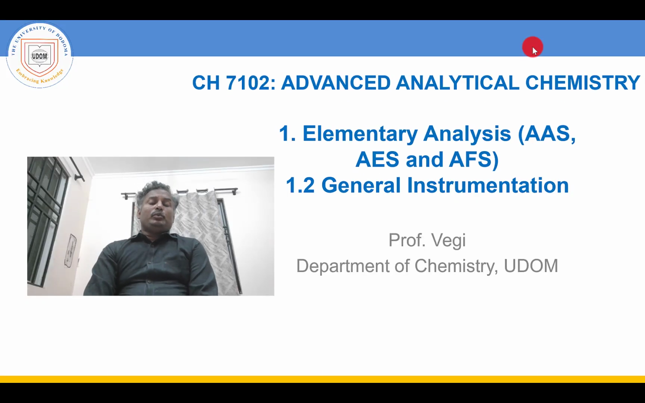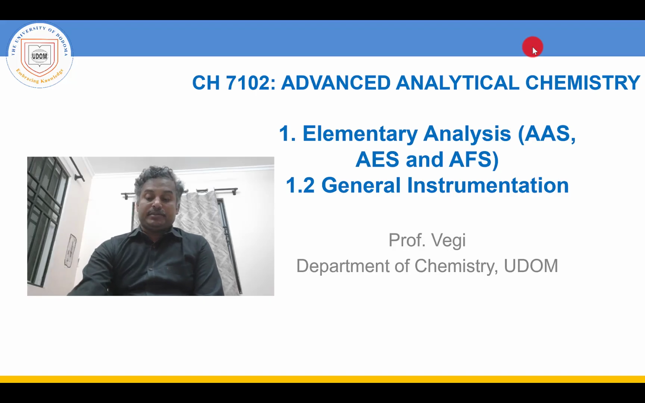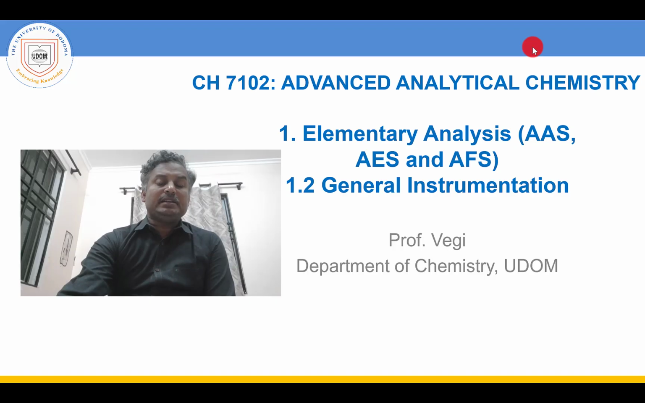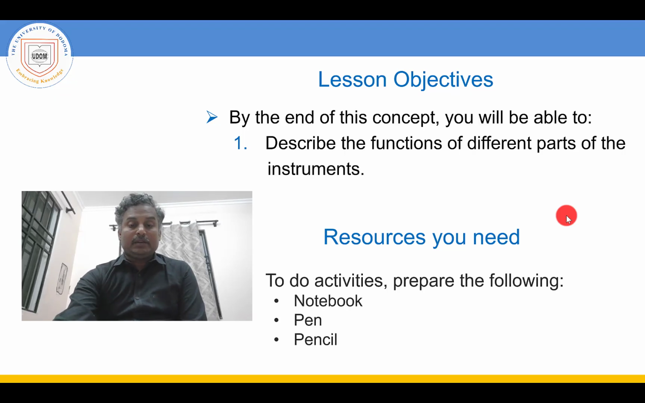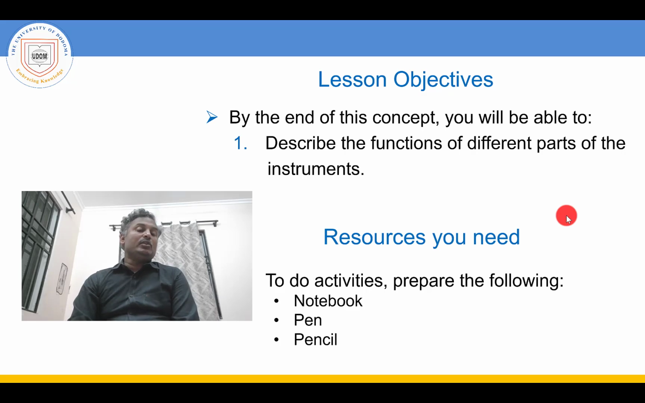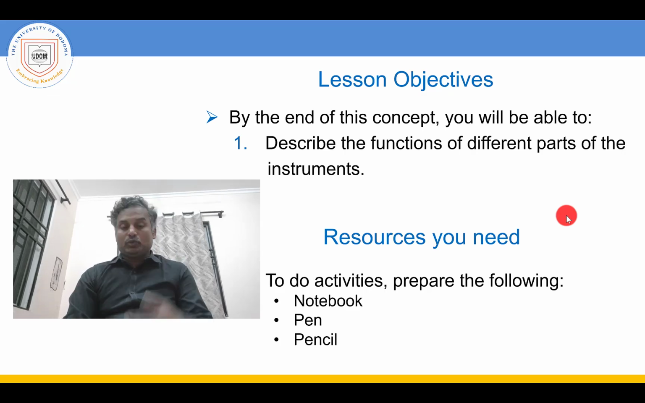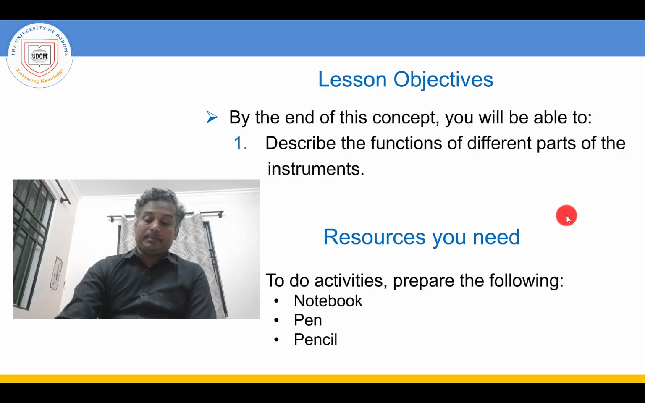So, in this module, we are going to learn about general instrumentation of atomic spectroscopic instruments for elementary analysis. Those are atomic absorption spectrometer, atomic emission, and atomic fluorescence spectrometers. What are the learning objectives of this lesson? By the end of this lesson, you will be able to describe the functions of different parts of these instruments, and for this purpose you need a notebook, pen and pencil to draw also the block diagrams.